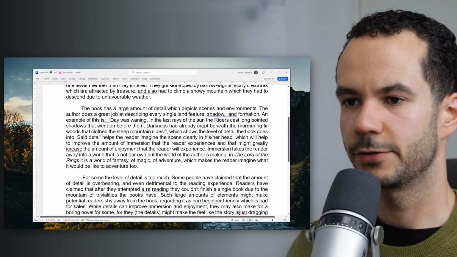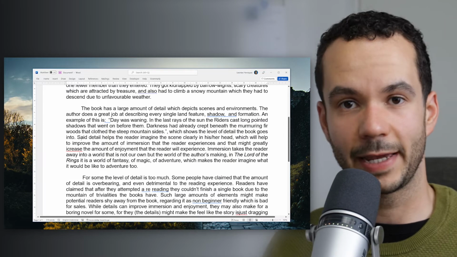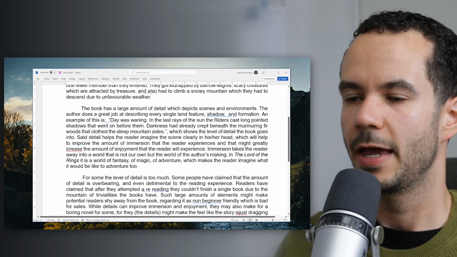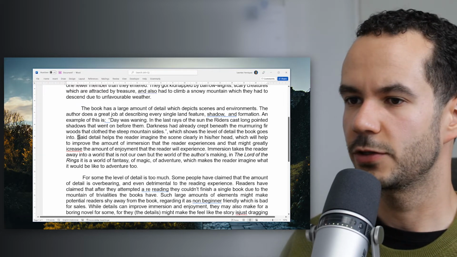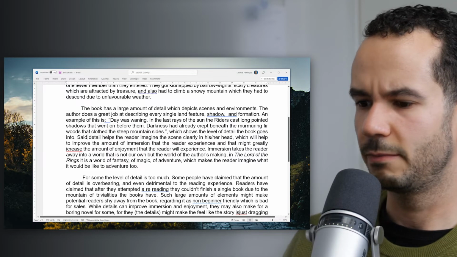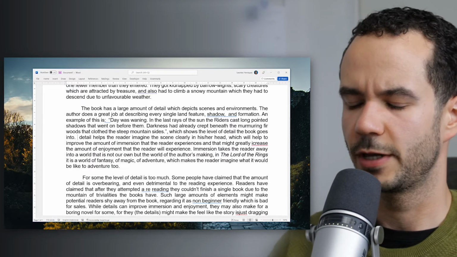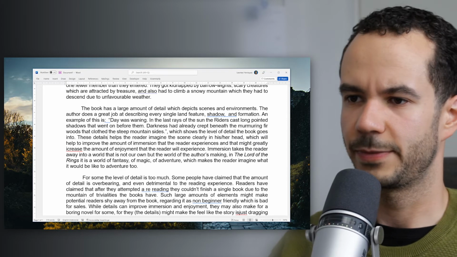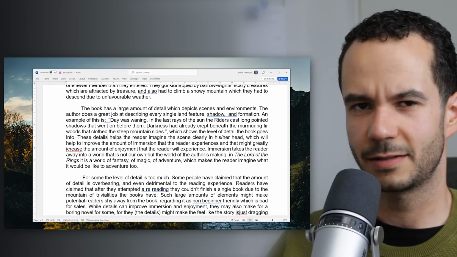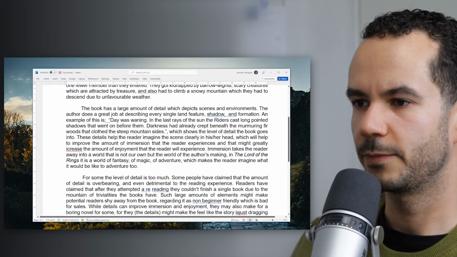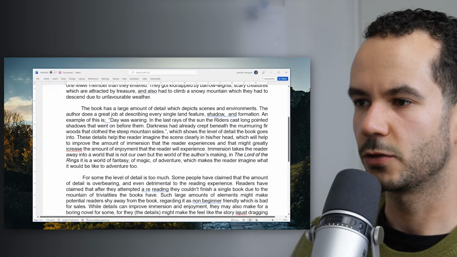Now, what the author does now is explain what the benefits are of such details. And he does this by saying "said detail helps the reader imagine." And what we can do is make this a bit less wordy and say "these details," that's more specific than "said detail," "help the reader imagine the scene clearly in his or her head."